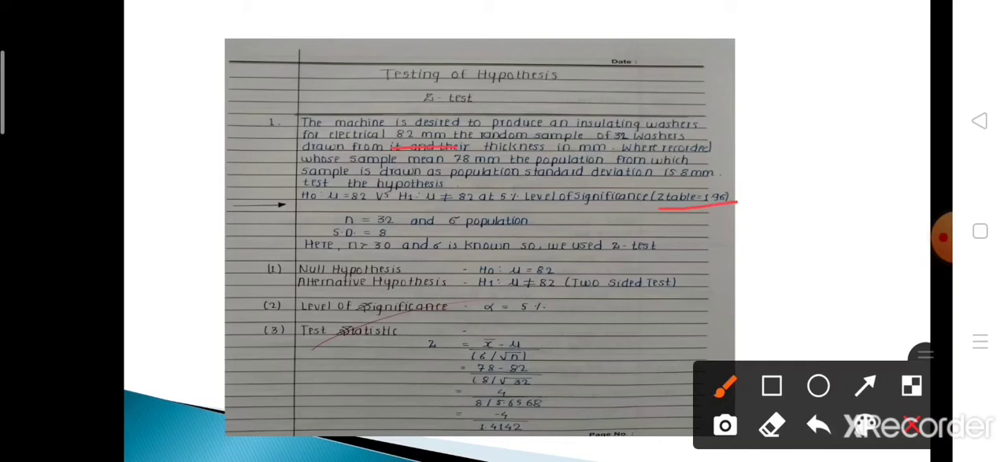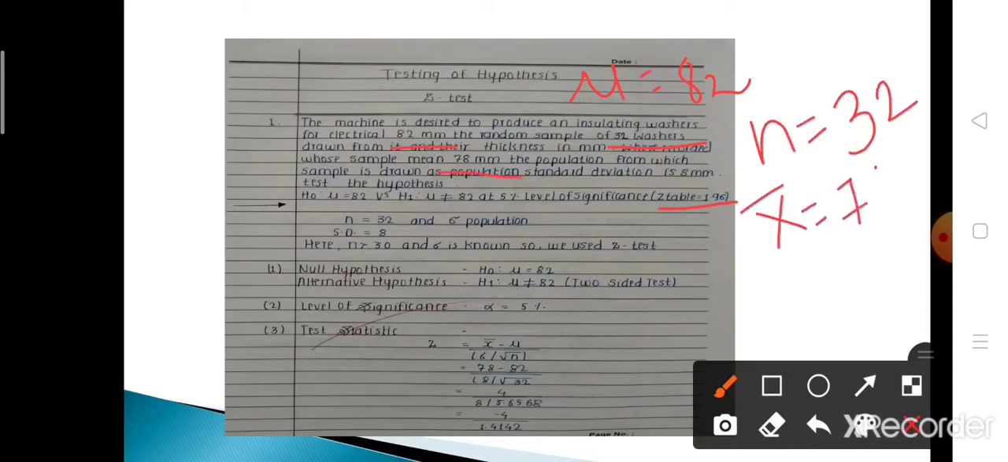See, in the example we are given that the machine is desired to produce insulating washers for electrical devices of average thickness 82 mm. That means we are given mu is equal to 82, that is, the population mean is 82. Here the random sample of 32 washers is drawn. That means here the n value is 32. Next, the sample mean is 78 mm. Sample mean is denoted by x bar. Here the sample mean is 78, and the population standard deviation, that is sigma, is equal to 8.